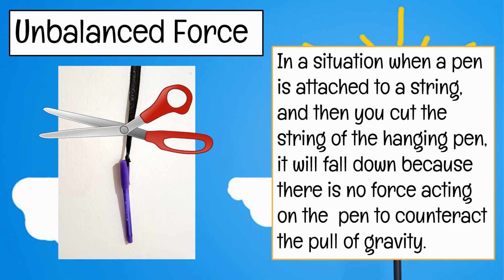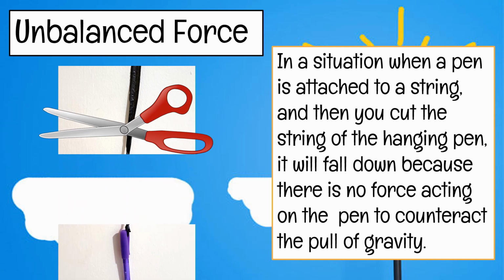It will fall down. Bakit siya nahulog? Kasi nawala na yung force or yung tension force na ginagawa nung tali. Ang naging present na lang is yung gravitational force na humihila sa ballpen paibaba. Kaya siya nahulog.